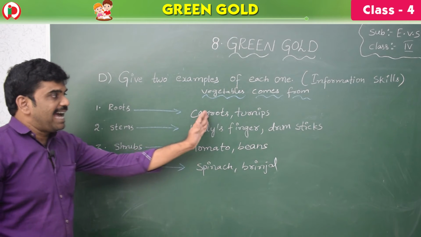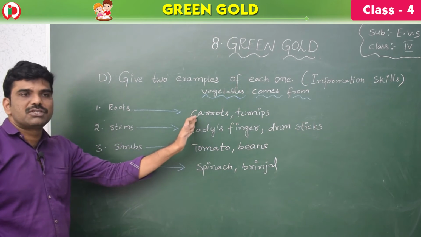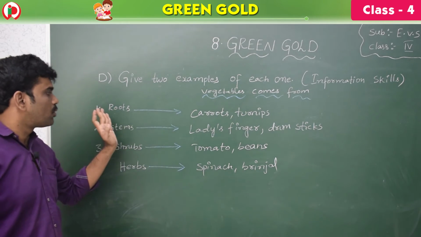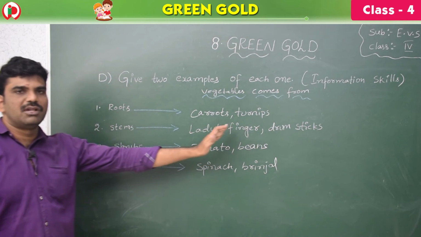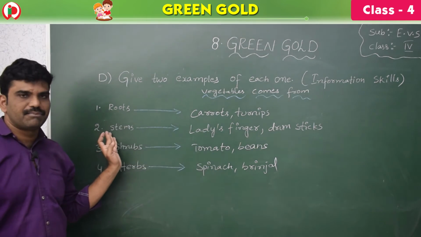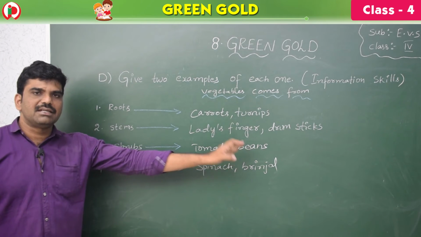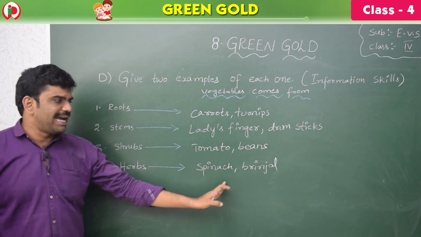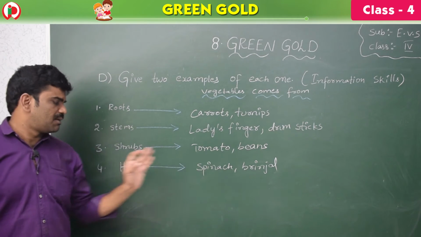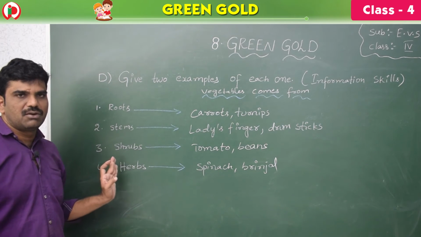Children, carrots and turnips are the vegetables which come from roots. Lady's finger and drumsticks are the vegetables which come from stem. Tomato and beans are the vegetables which come from shrubs. Spinach and brinjal are the vegetables which come from herbs. Okay, children?